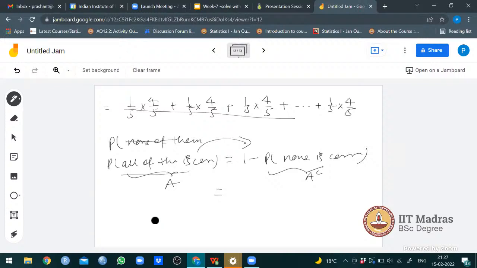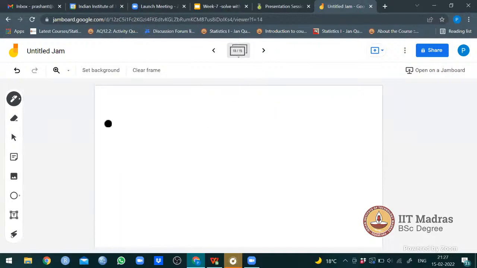Sir, can we think of this problem as drawing 2 aces from 52 cards? There will be 4 cards of type A, from them we are drawing 2 cards, and altogether we are drawing 2 cards from 52 cards. Can we think like that? Yeah, you can think like that.